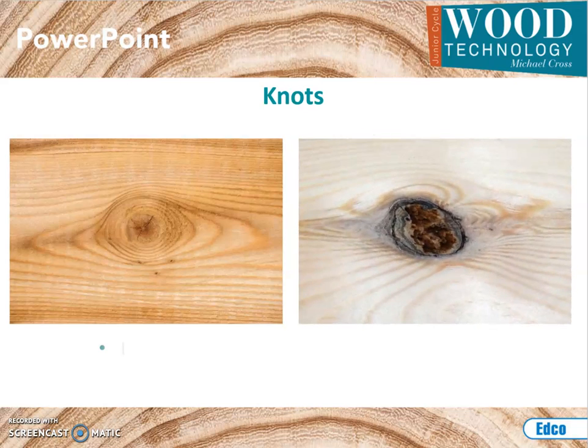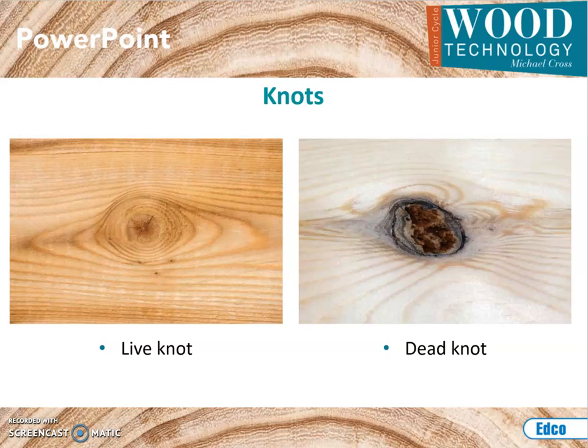The first thing we have are knots. Knots occur in the timber where there has been a branch grown. So if you see a trunk of a tree and there's a branch going out of it, there will be a knot at some point where the branch goes into the tree. There's two types of knots: live knots and dead knots.